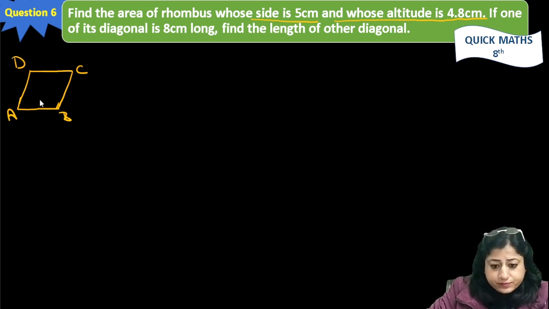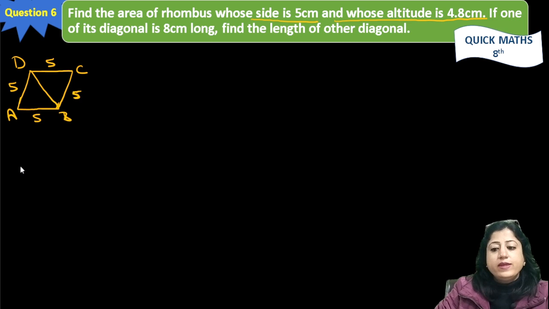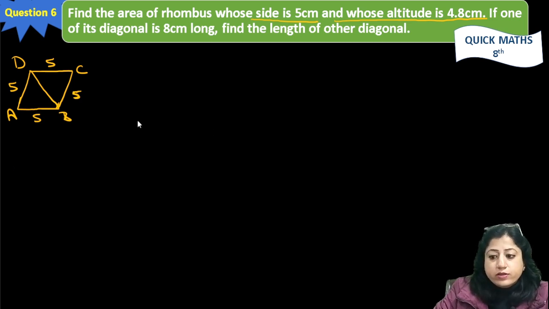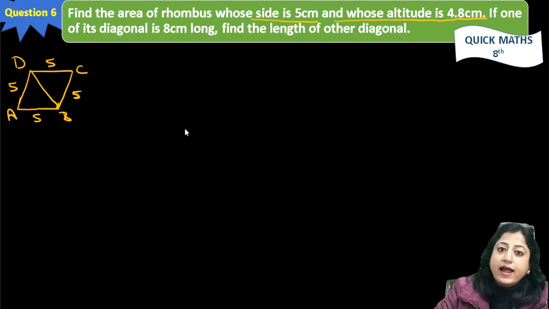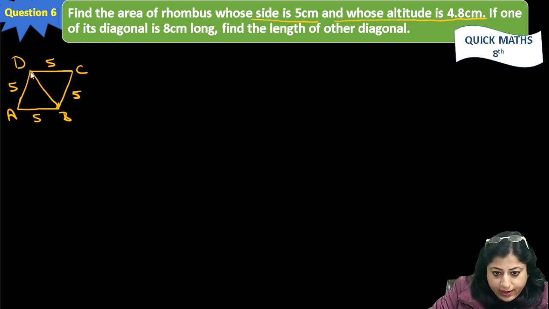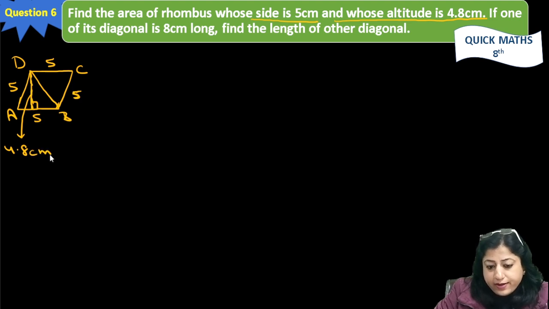According to question, the side is given as 5 centimeters. So, as in rhombus, all the sides are equal, so the side will be 5 centimeter. Altitude is 4.8. What is altitude? Its height, perpendicular height. So, it can be the altitude. This is the perpendicular height. It is given as 4.8. So, this height is 4.8 centimeter.